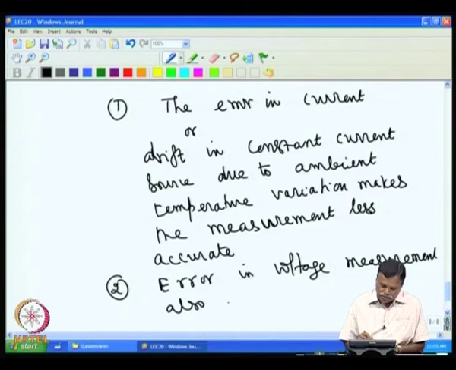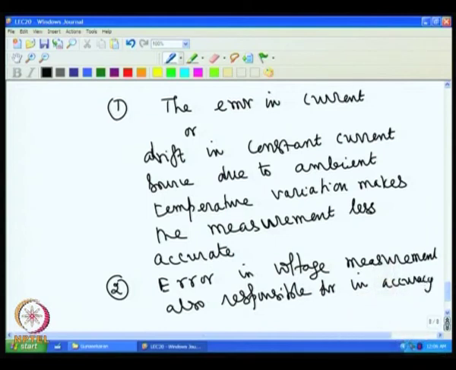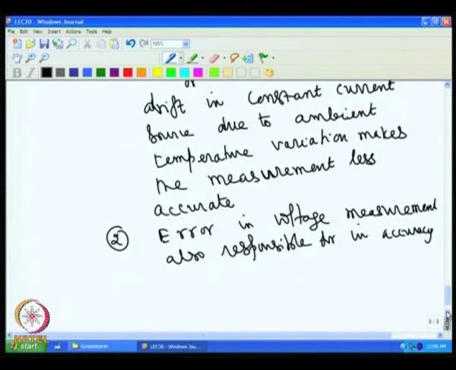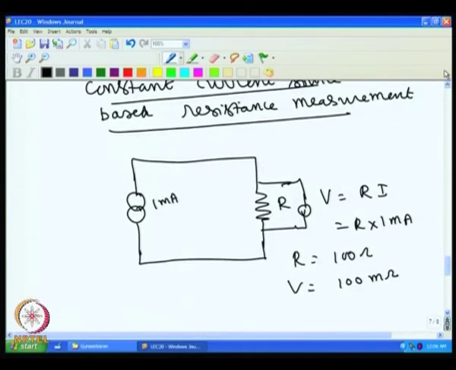Also responsible for error. Responsible for inaccuracy. So, of course, if you want to make it reliable, one has to make sure that we design a constant current source which is not drifting. Of course, no one can make a constant current source with zero drift.